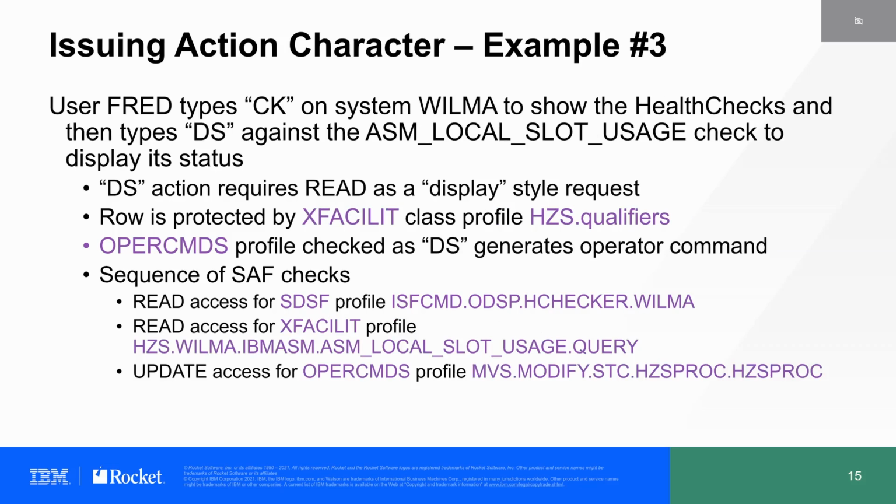Number 3, last example, this user ID Fred types CK, again on system Wilma, to show the health checks, and then types DS against the ASM local slot usage check to display its status. So the DS action here is going to require read, as again, it's a display style request. And this time the row is protected by an XFACILIT class profile. It's a health check, hzs.qualifiers. And again, we're issuing an operator command, so we're going to do an opera commands profile check as well.